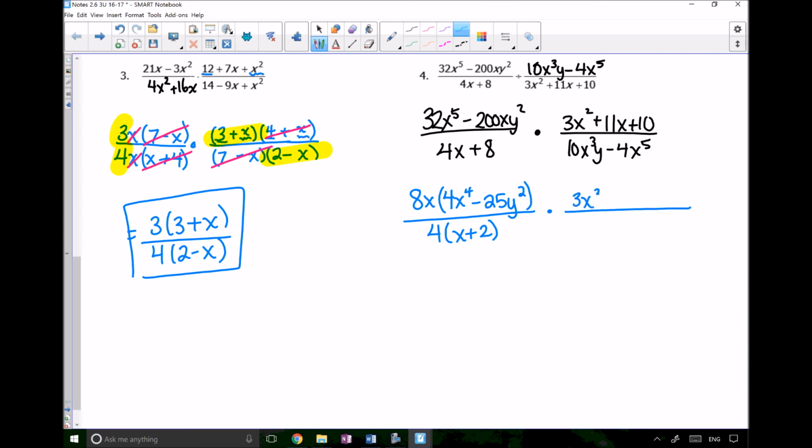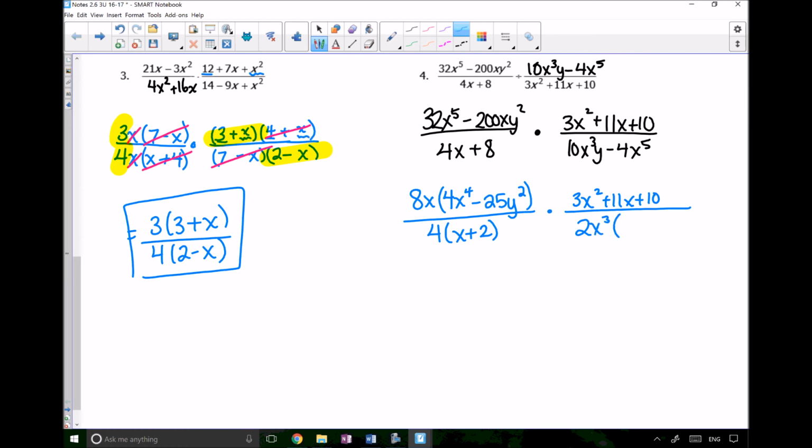So I'm going to copy it down as 3x squared plus 11x plus 10. Okay, and then in my denominator, I'm going to look and see, well, they both are divisible by 2, so my GCF for my coefficients is going to be 2. But there's also x's in common, and I look for the lowest exponent between a 3 and a 5, so it would be x to the power of 3.